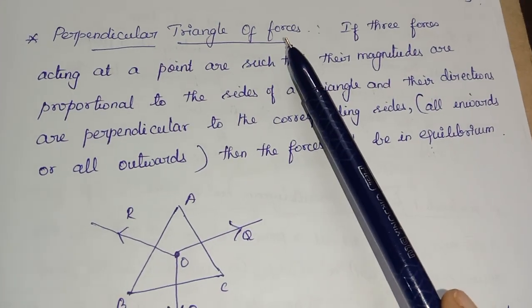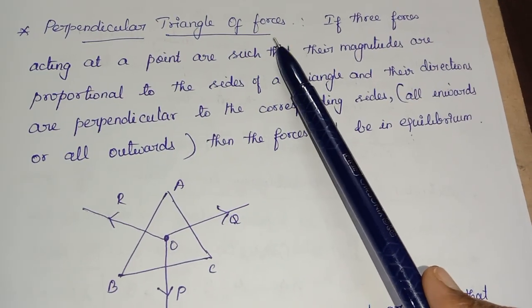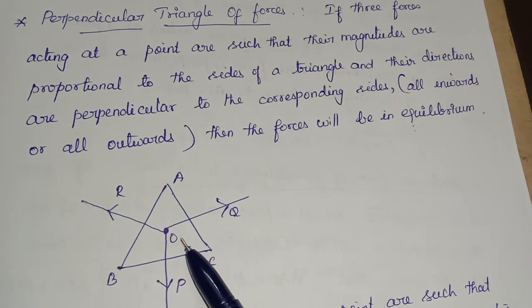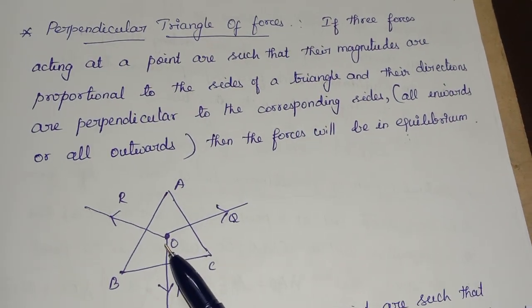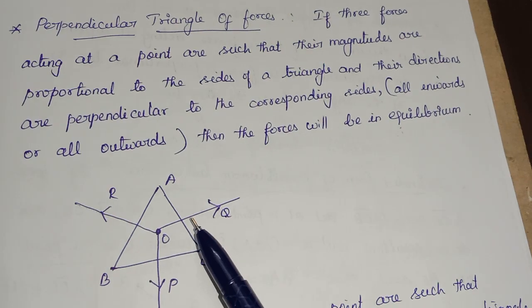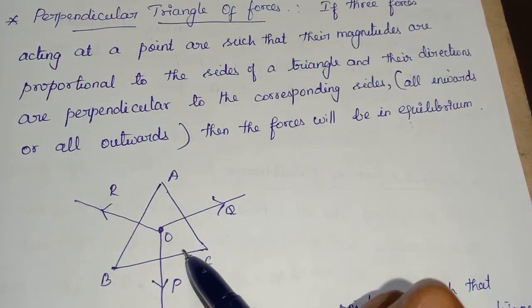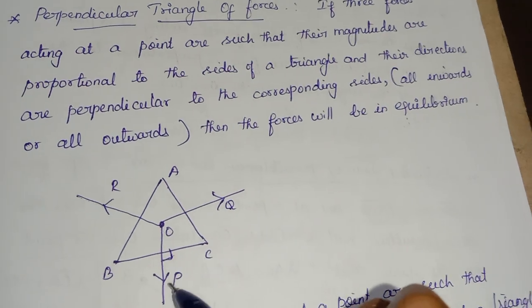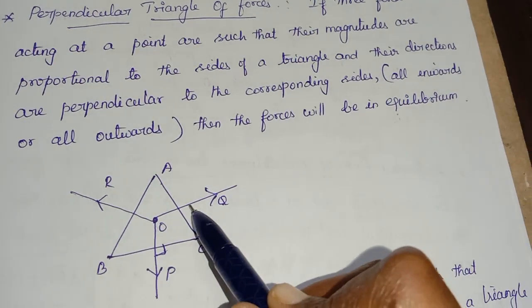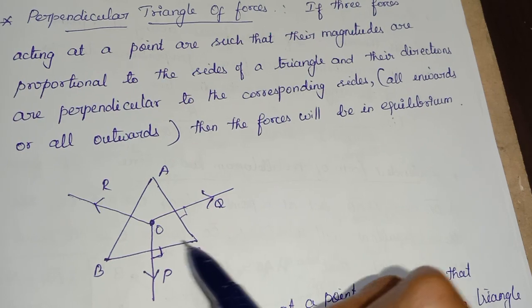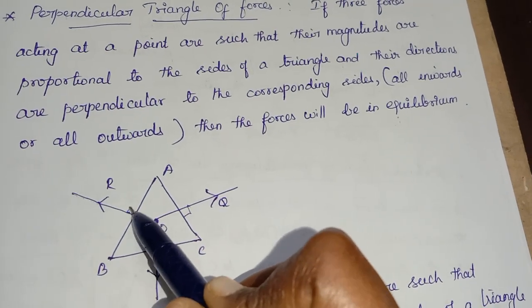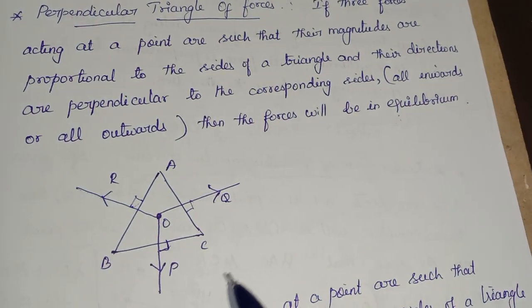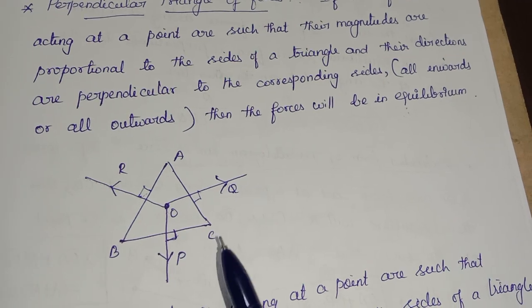Okay, then next one is perpendicular triangle of forces. So what is the difference between triangle of forces and perpendicular triangle of forces? Here also we have three forces acting at a point, right? And here the direction of the forces are such that each force is perpendicular to the side of a triangle. That is, direction of P is perpendicular to BC and direction of Q is perpendicular to AC and direction of R is perpendicular to AB. In this case also the forces will be in equilibrium.